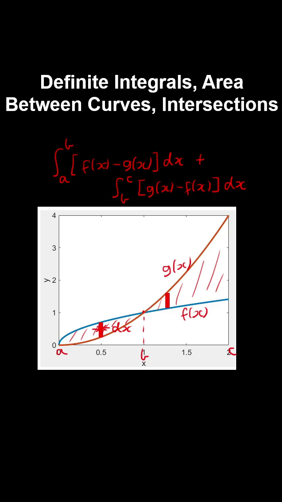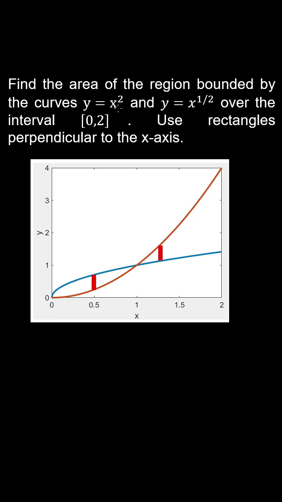the coming examples. Let's find the area of the region bounded by the parabolic curve and the square root curve over the interval from 0 to 2. And we're asked to use rectangles perpendicular to the horizontal axes. So these are going to be vertical rectangles with an infinitesimal thickness dx. So for the interval from 0 to 1, the square root curve lies above the parabolic curve. So we subtract x squared from x to the 1/2 to obtain the height of that rectangle, and we integrate from x equals 0 to x equals 1.